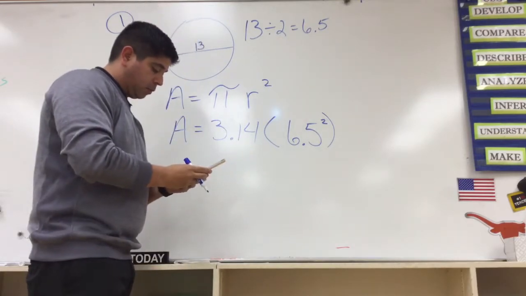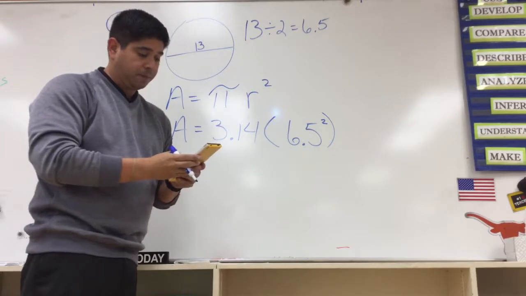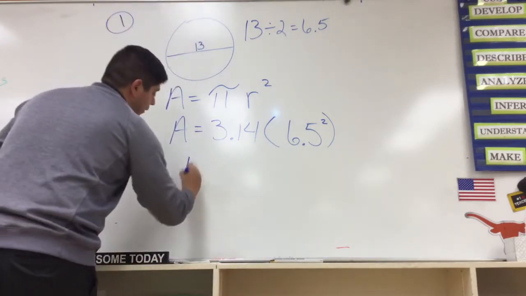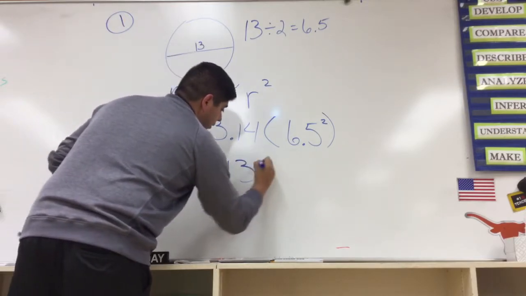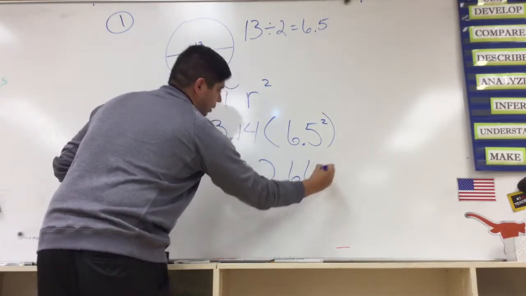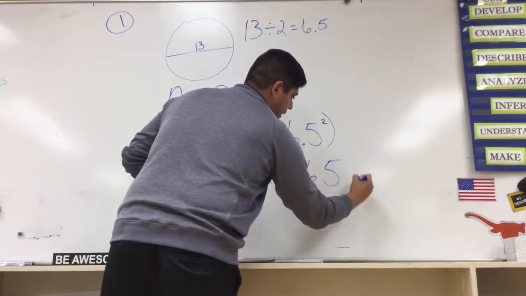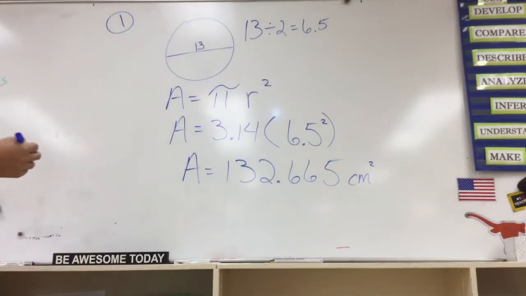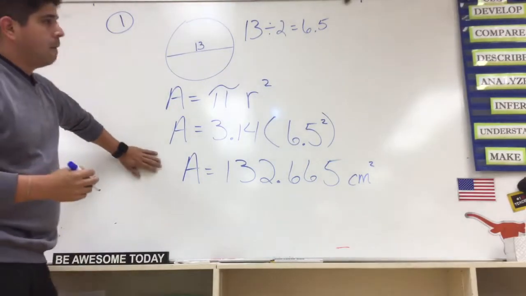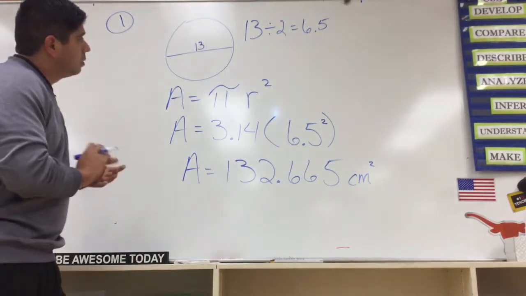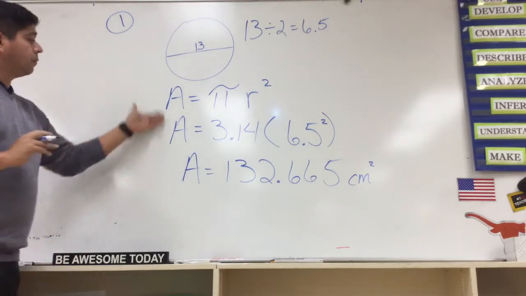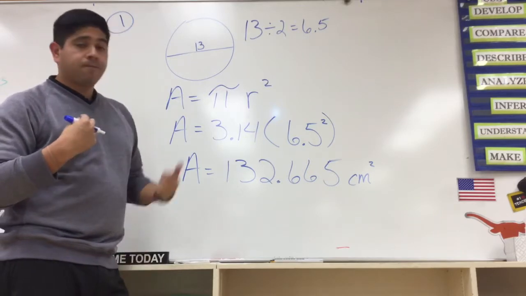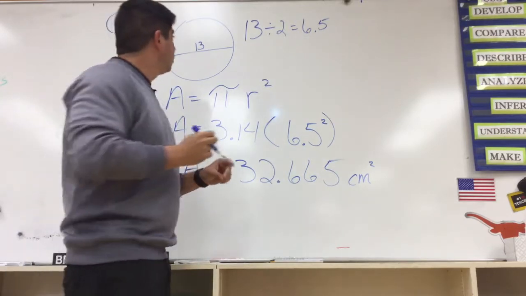3.14 times parentheses 6.5 squared. Enter. You get 132.665, or something very similar to that. It's centimeters squared. So there's your answer for area of the circle. Don't get the formula confused with circumference. All right, that was number 1. Let's roll on to number 2.